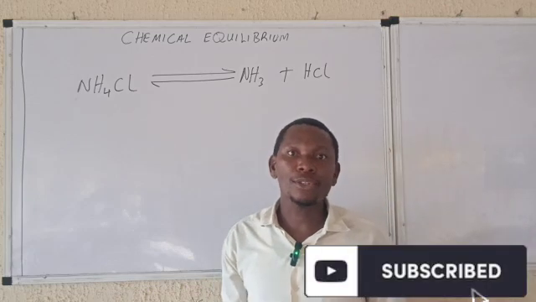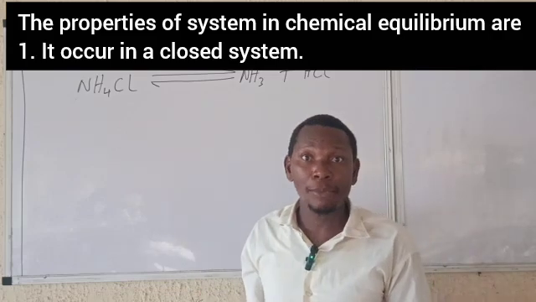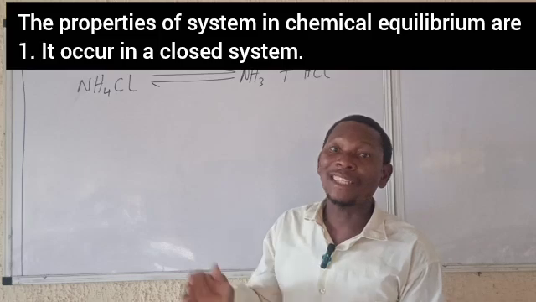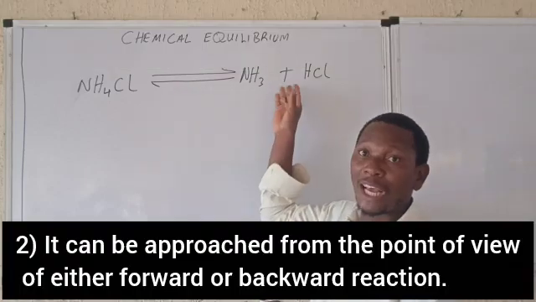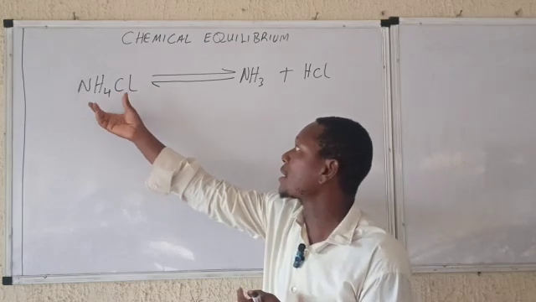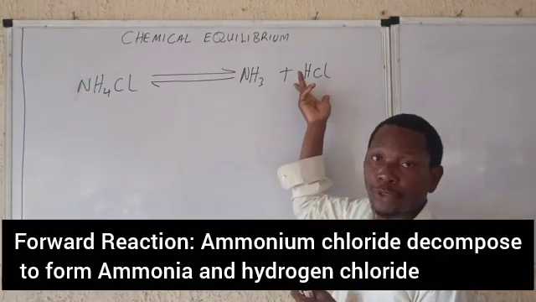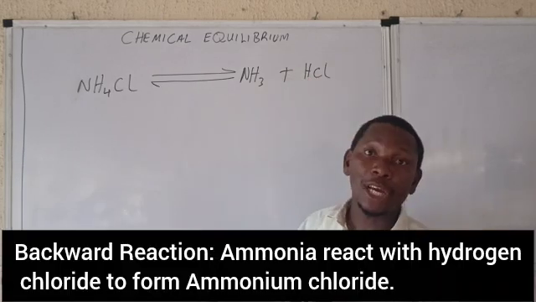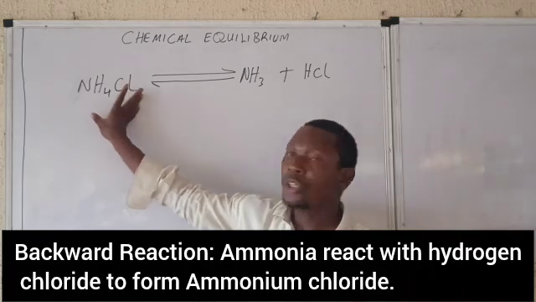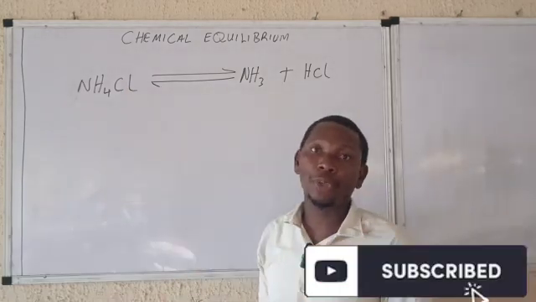Note that there are properties of a system in equilibrium. For example, equilibrium can only occur in a closed system. You know that is one of the properties. Another thing you should know about equilibrium is that it can be approached from the forward and from the backward direction. For example, in the forward reaction, ammonium chloride is decomposing to form ammonia and hydrogen chloride, while in the backward reaction, ammonia is combined with hydrogen chloride to form what? So it can be approached from both the forward and the backward reaction.